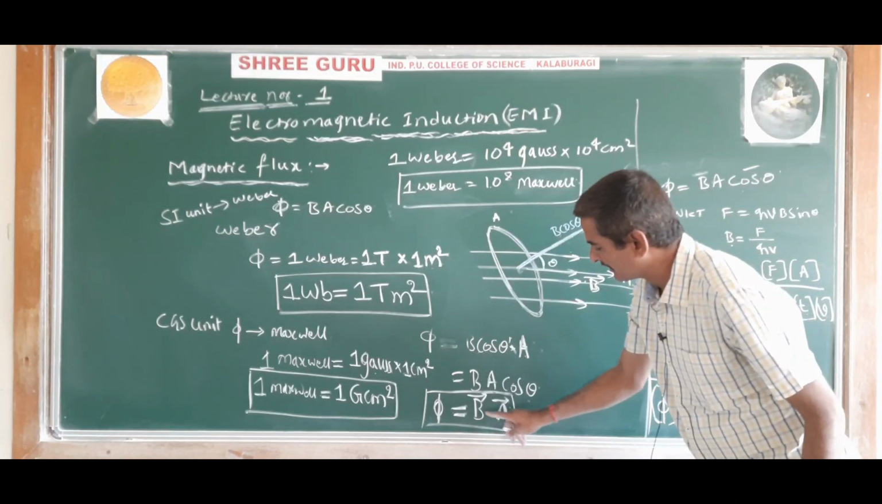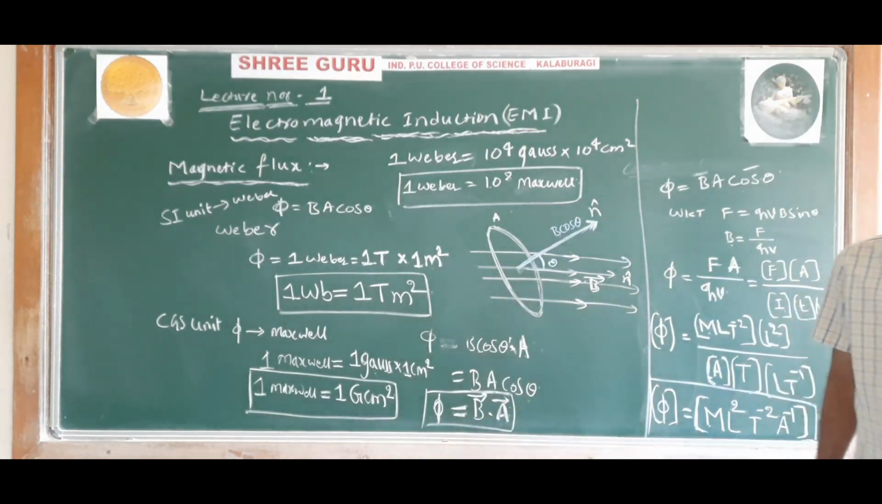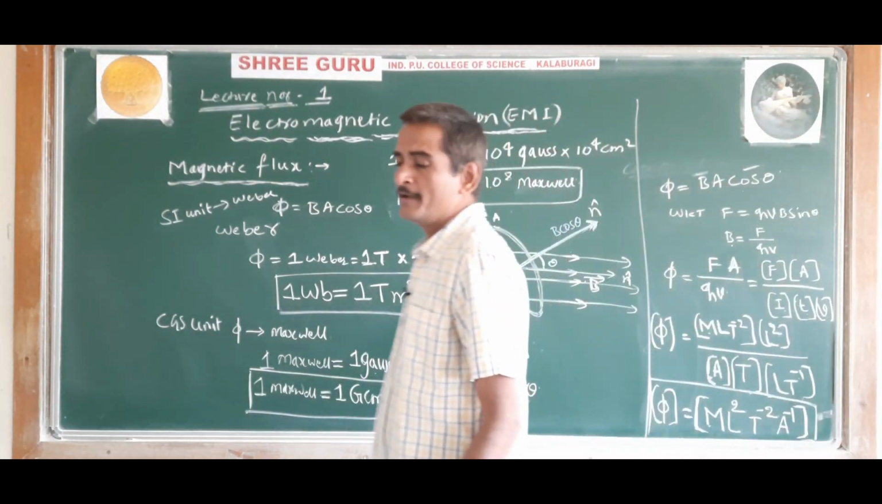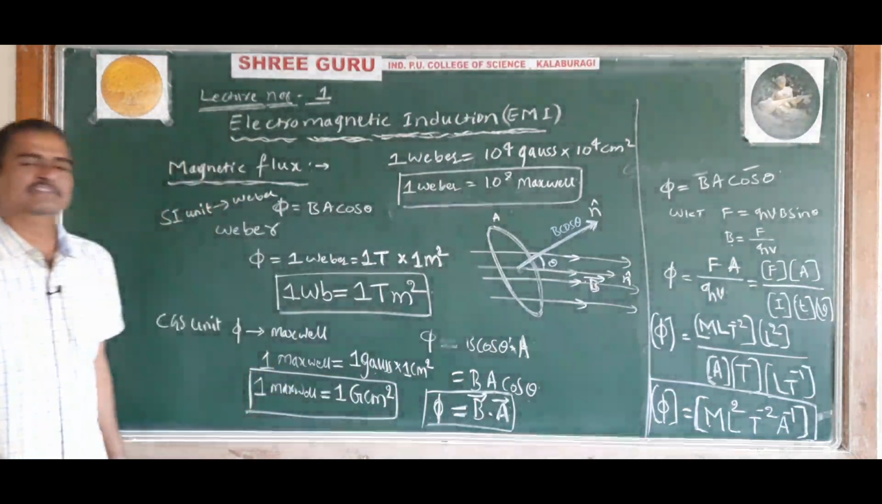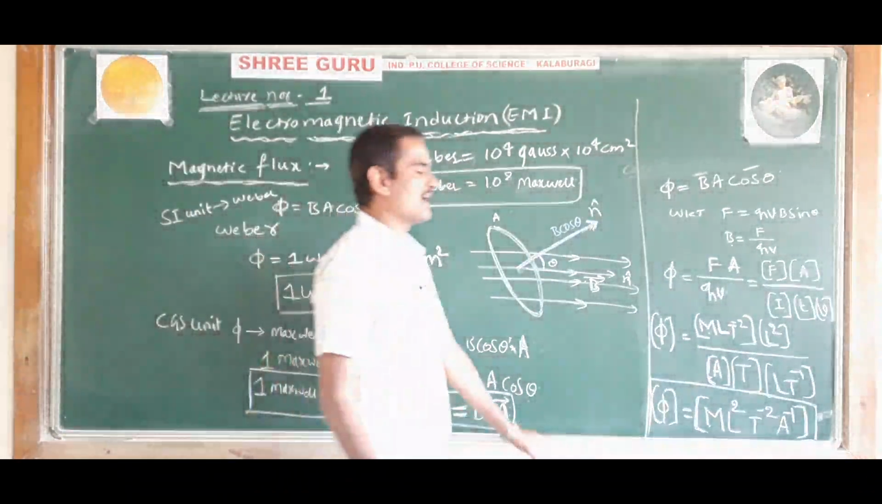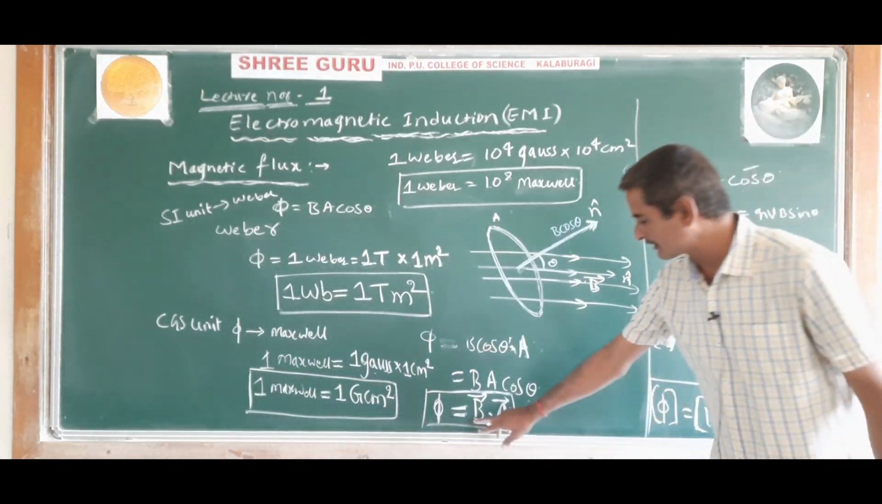Thus, if it is a dot product, is magnetic flux a vector quantity or a scalar quantity? The magnetic flux will be a scalar quantity, since it is the dot product of two vectors.